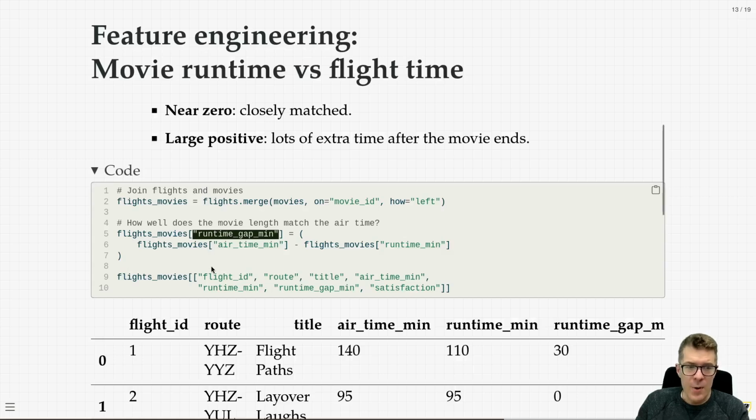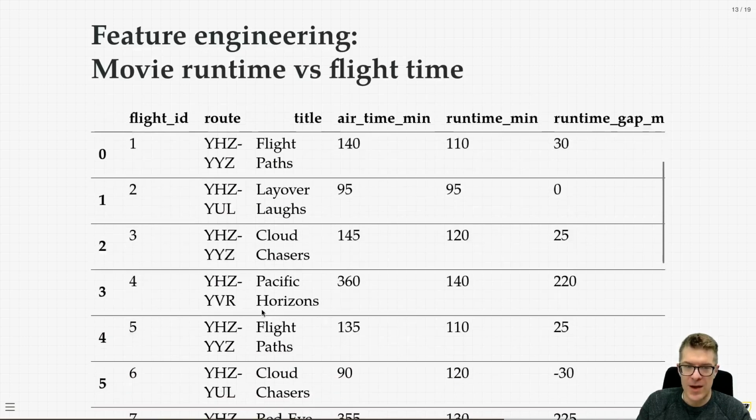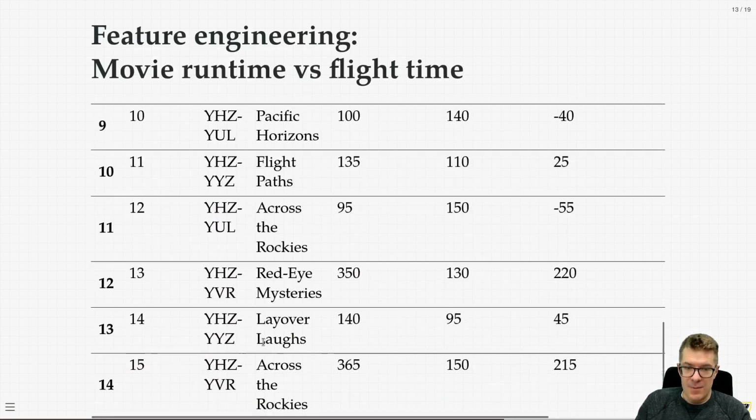So now I want to just take a quick look at my data again to make sure nothing weird is happening. I want to look at flights movies. I want to see the flight ID, the route, the title, the airtime in minutes, the runtime in minutes, the runtime gap minutes, which I just computed a moment ago, and I still want to see satisfaction. So satisfaction of the passengers on this route is still going to be important to me, so I'm going to include that also. And here is my big data set.